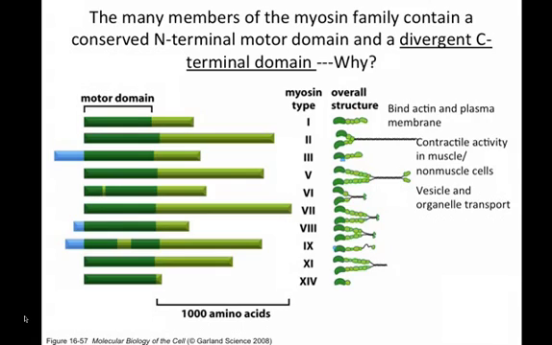So here's the different types of myosins. Here's the conserved motor domains. And you can see in myosin 2, you get your contractile activity in muscle or non-muscle cells. Myosin 1 binds to actin in the plasma membrane. Myosin 6 is involved in vesicle and organelle transport. But notice they all have that same structure: motor domain, and then some kind of C-terminal domain that has varying length.